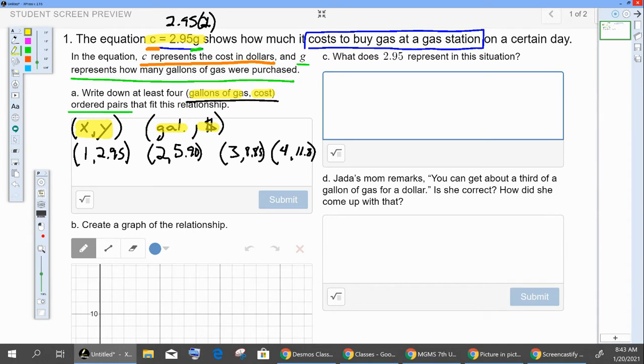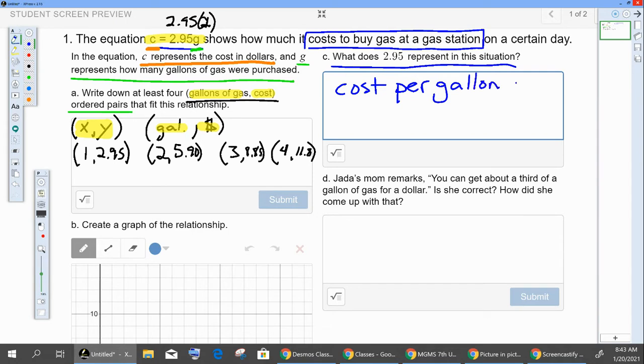Okay, so before I move on with that, let's answer the part C real fast. It says, what does the 2.95 represent? That means in the context. Like, what is it literally talking about? And it's talking about, like I said before, it's the cost per, which makes it a ratio, per gallon of gas. That's what 2.95 represents in this situation.